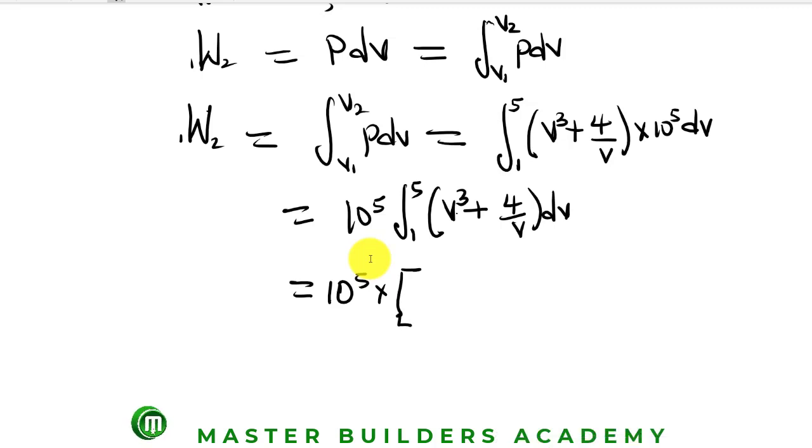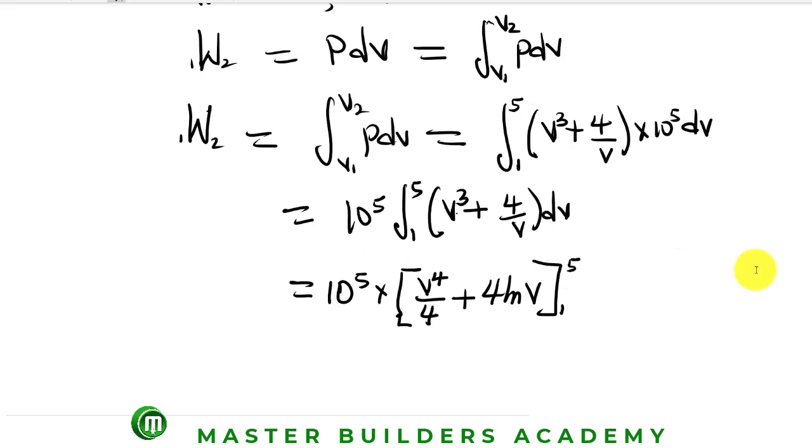If we integrate V cube, we increase the power by 1, which gives us 4, and then divide everything by the new power. Don't forget that this is integration. When you are integrating a polynomial, you increase the power by 1 and divide by the new power. So that's why we have V raised to the power of 4 all over 4, plus. Now when you integrate an inverse, this will give you 4 ln V. Are you there? I hope you're catching it.